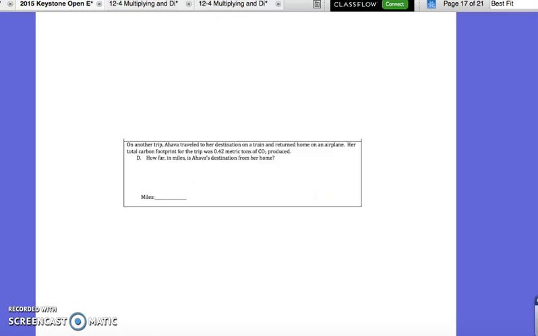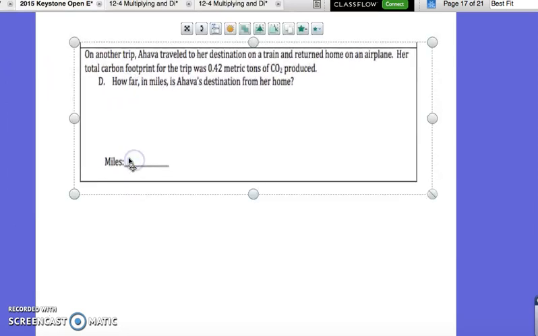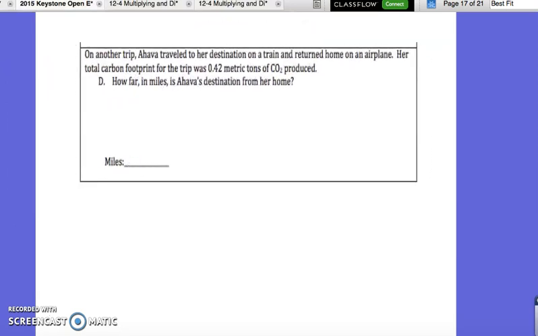For part D, it says, on another trip, Ahava travels to her destination on a train and returned home on a plane. Her total carbon footprint, which just means how much total carbon dioxide was made for the trip, was 0.42 metric tons. So that means that the train plus the plane's CO2 equals 0.42.